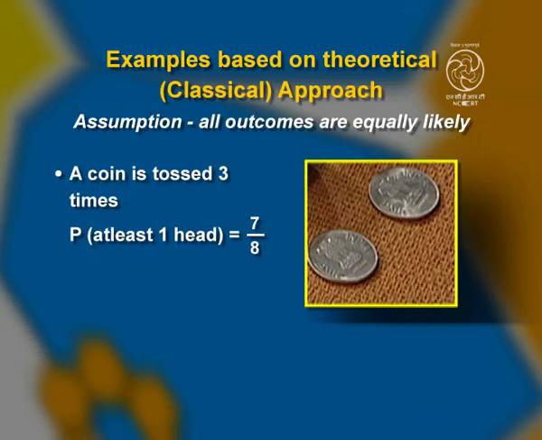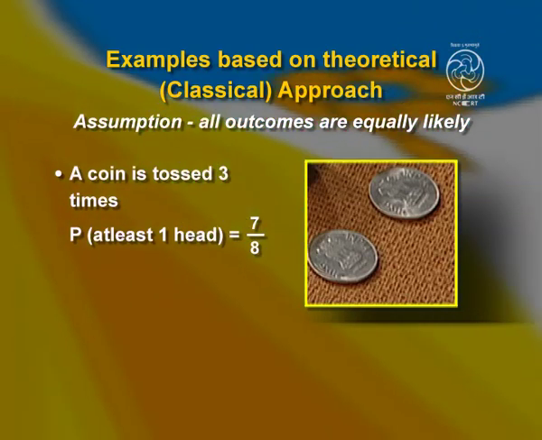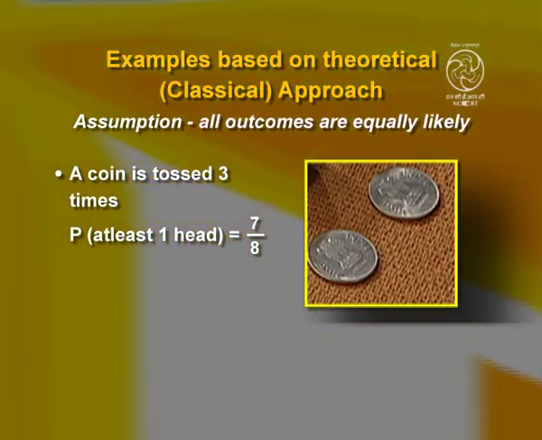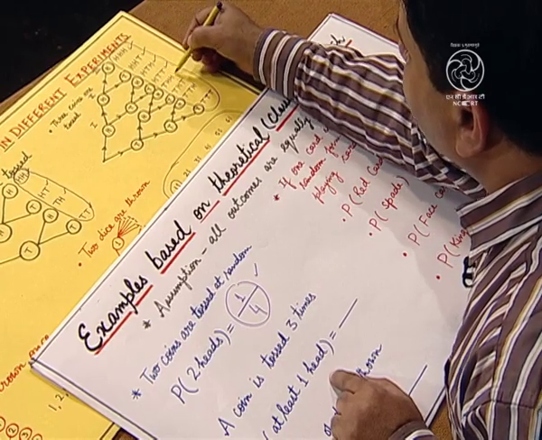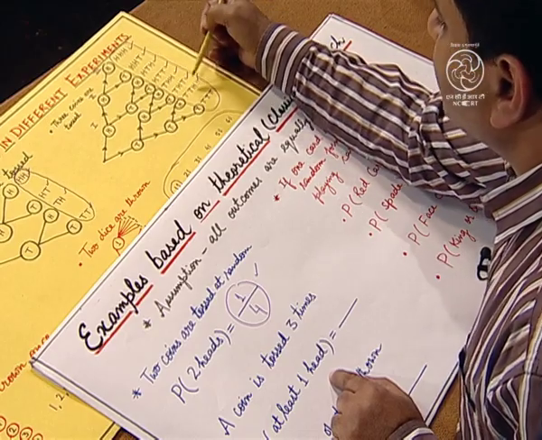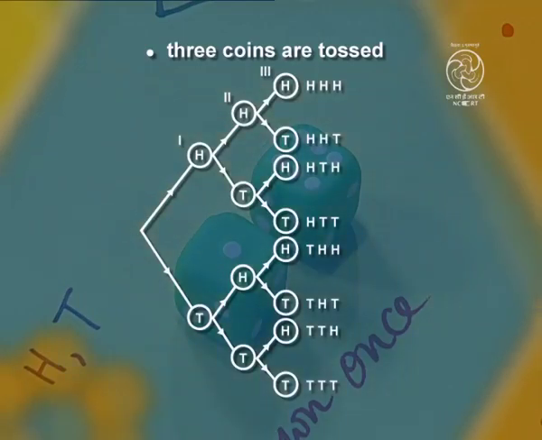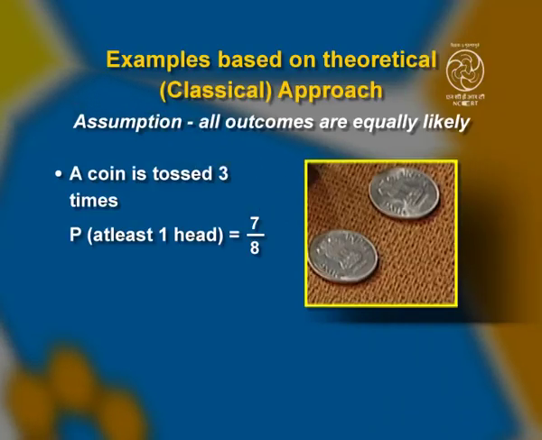Next, if a coin is tossed 3 times, in all there are 8 possible outcomes, and suppose we have to find the probability of at least one head. Now at least one head means all of them will count, because some of them have exactly one head, some have two heads, and one has three heads. The only case we don't have to take is all tails. So the probability of at least one head is 7 by 8.